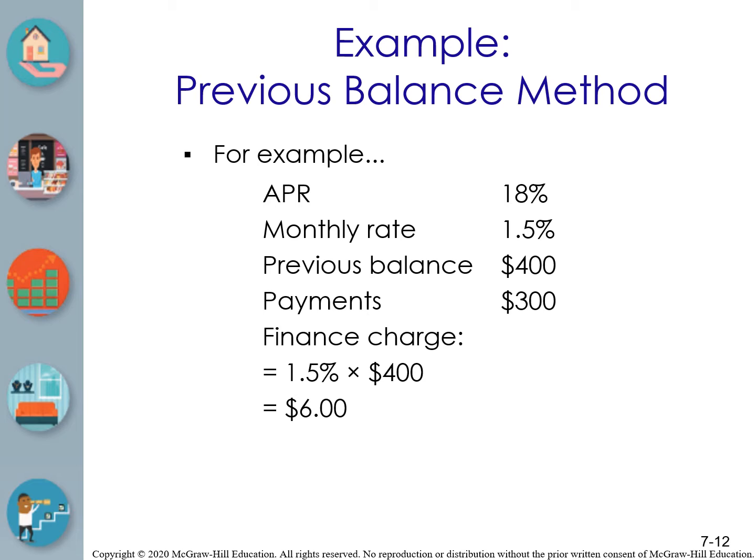It's very high, oftentimes with credit cards. So that breaks down into a monthly rate of 1.5%. That's 18 divided by 12 months in the year, right? So the previous balance was 400 and the payments amounted to 300.